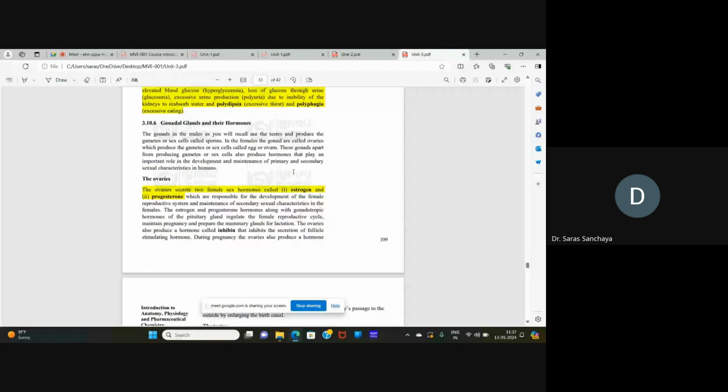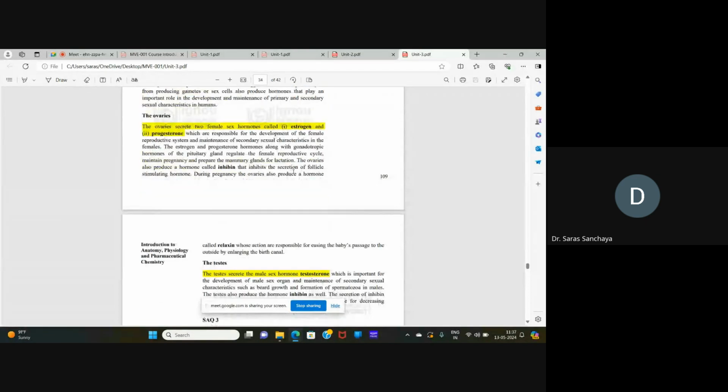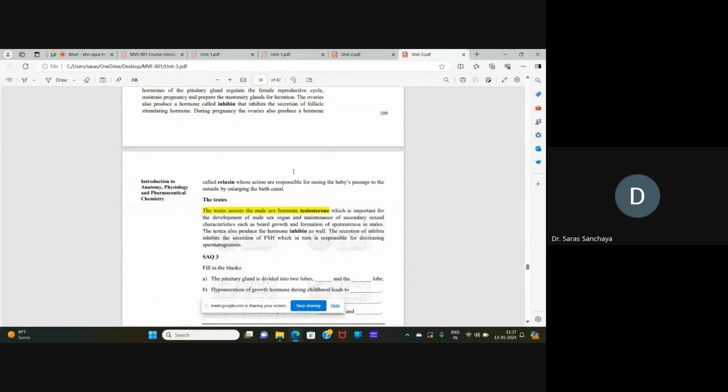The ovaries secrete two female hormones called estrogen and progesterone, which help in the reproductive system and menstrual cycle of females. The testes secrete the male sex hormone called testosterone, which helps in the male reproductive system.